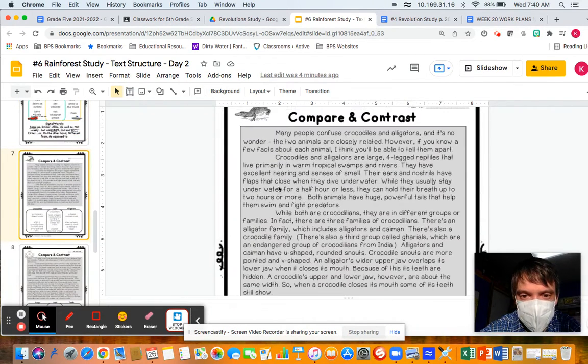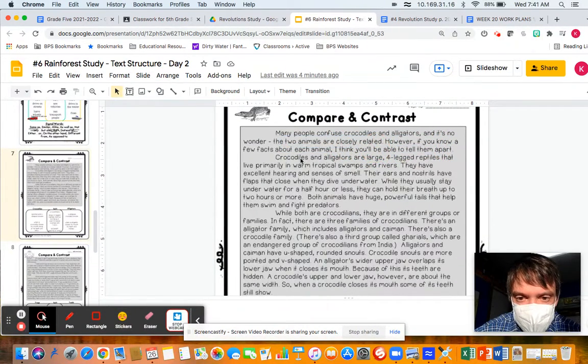I mean, you can see as you go through it, it starts off, and I like this introduction. It's not boring. It doesn't just say, hi, I will be writing about how they're the same and different. I like this. It says many people confuse crocodiles and alligators, and it's no wonder. The two animals are very closely related, meaning they're similar. However, that's a cue word there that something is different. If you know a few facts about each animal, I think you'll be able to tell them apart. So it's basically saying how there's some similarities and differences.